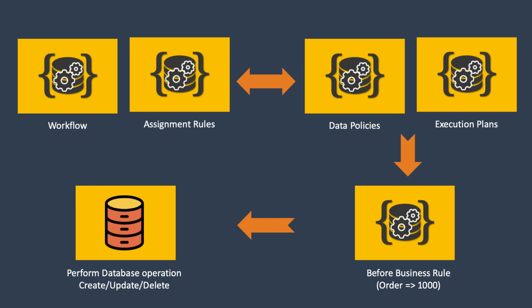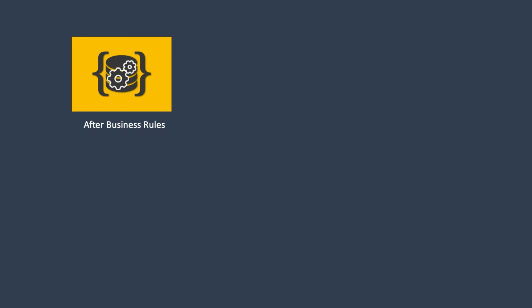Now, after performing the operation, let's say the table has been updated. That means the database has been updated with new values, and the system has performed the database operation. After that, the system will run the after business rules. All the business rules that have type as after will run after this database operation. So once data is updated and the database operation has been performed, the system will run all the after business rules.